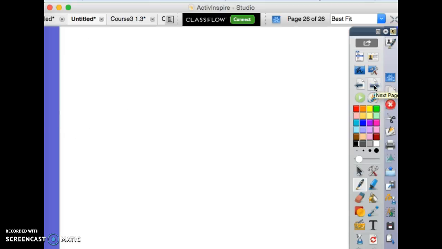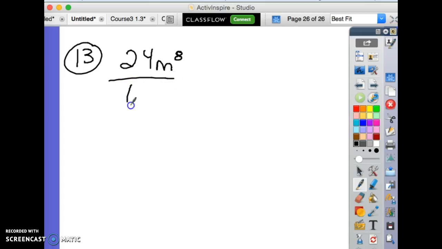Okay, now 13 is different. We have numbers and variables. Remember when we first started talking about this, we specifically said a base was a number with an exponent. A base was a number with an exponent. So if you look at this, you can break it into 2 parts. Here I have 24 divided by 6. 24 divided by 6 is 4.